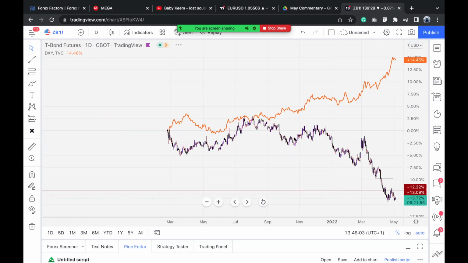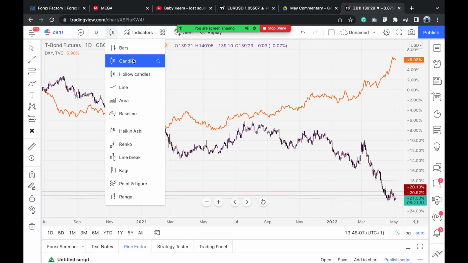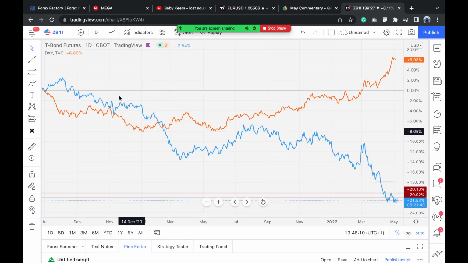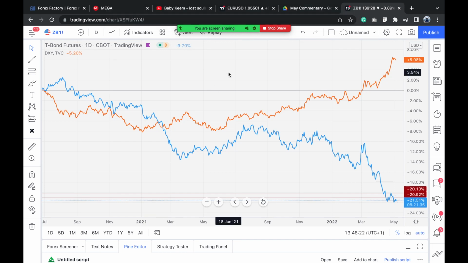Okay. Now this is the orange line, that of the dollar, and the blue line is that of the bond prices. Okay. Now look at the relationship just by doing this. And after this call, I want you guys to do an assignment because this is going to be very essential for you as a trader. Now look at this, right?